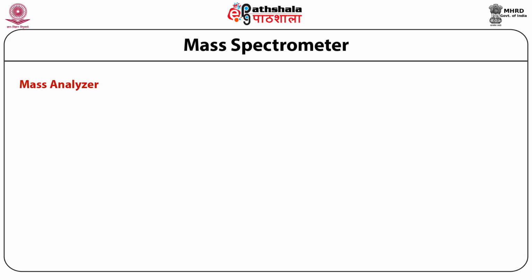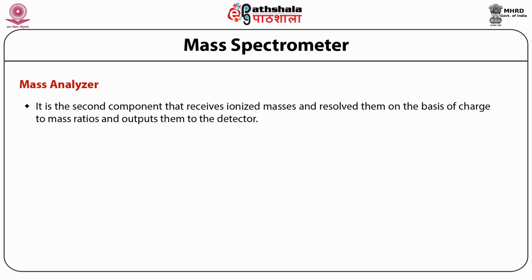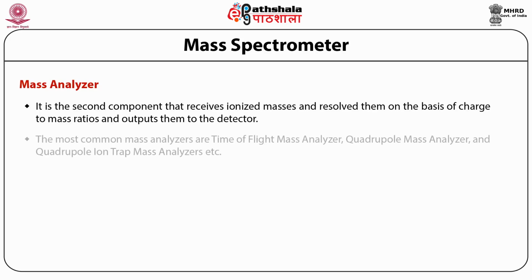The second component of mass spectrometer is mass analyzer. A mass analyzer is the second component of the mass spectrometer that receives ionized masses and resolves them on the basis of charge to mass ratios and outputs them to the detector. The most common mass analyzers are time of flight, quadrupole mass analyzers, and quadrupole ion trap mass analyzers.